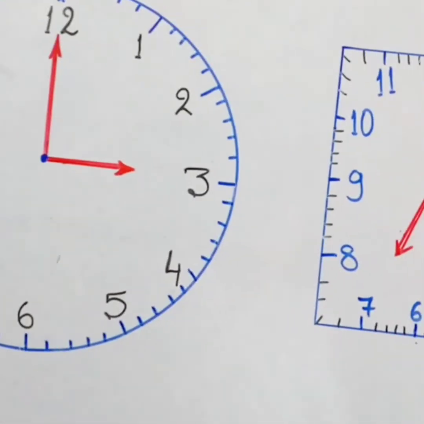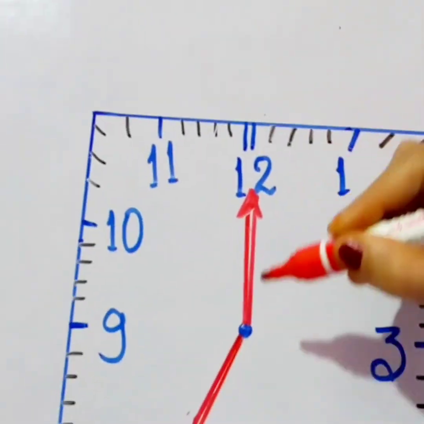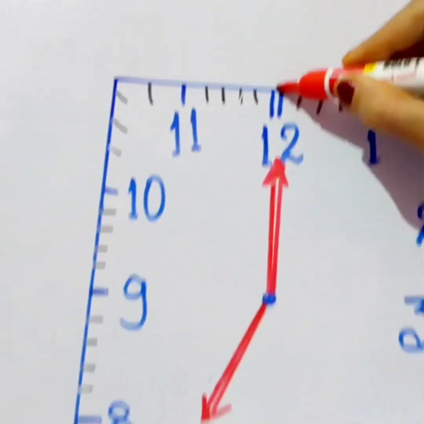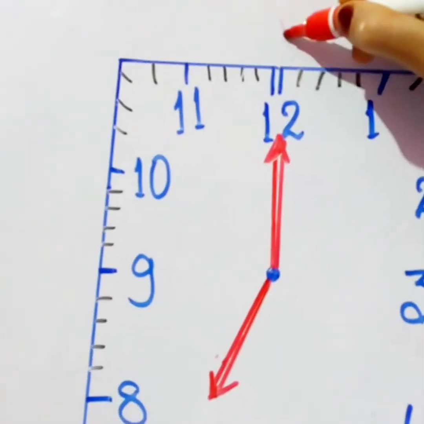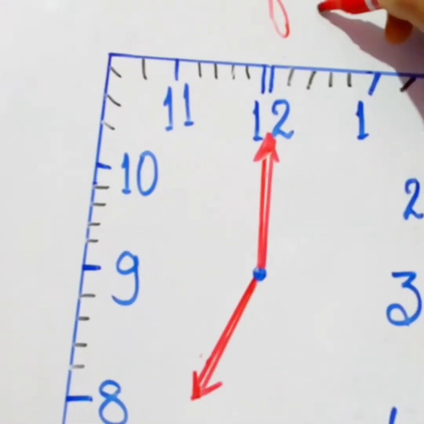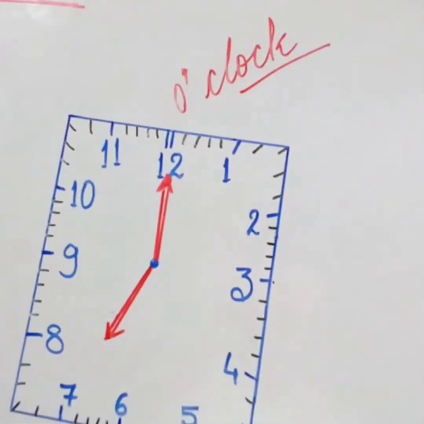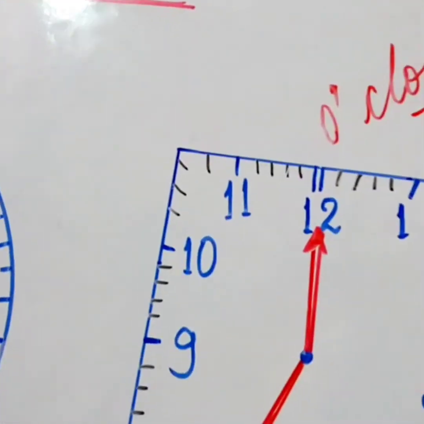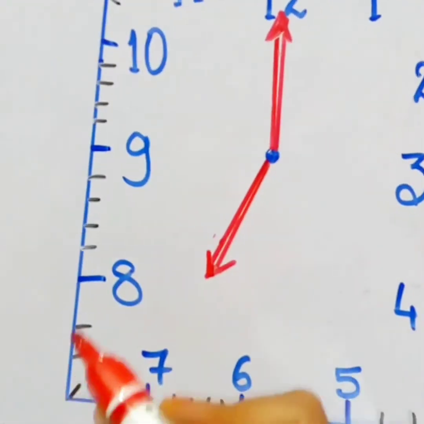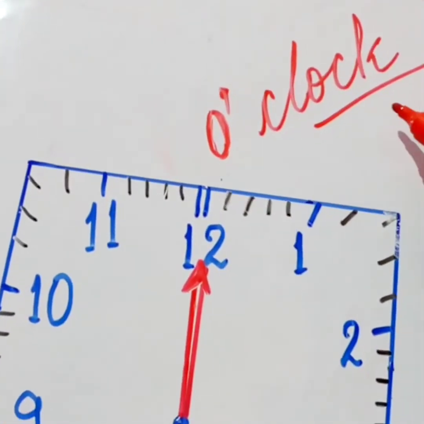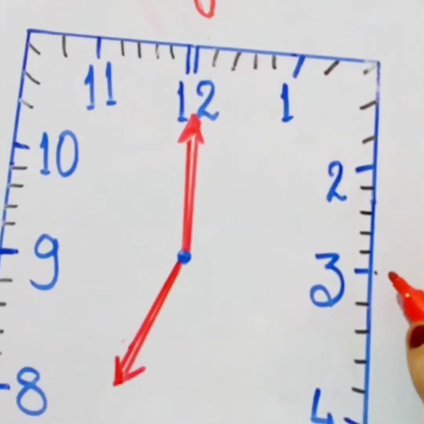Okay, now learn it well. Here, when the long hand is on 12, it says the time is 7 o'clock. We will write it as 7 o'clock. Why is it written 7 o'clock? O'clock means of the clock. We will write 7 o'clock or 6 o'clock or 8 o'clock. So o'clock means of the clock, and it is used only on the hour.